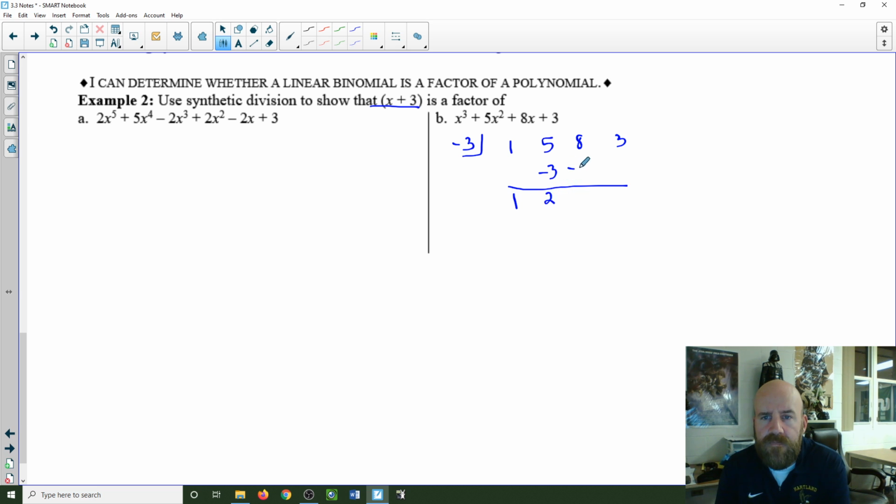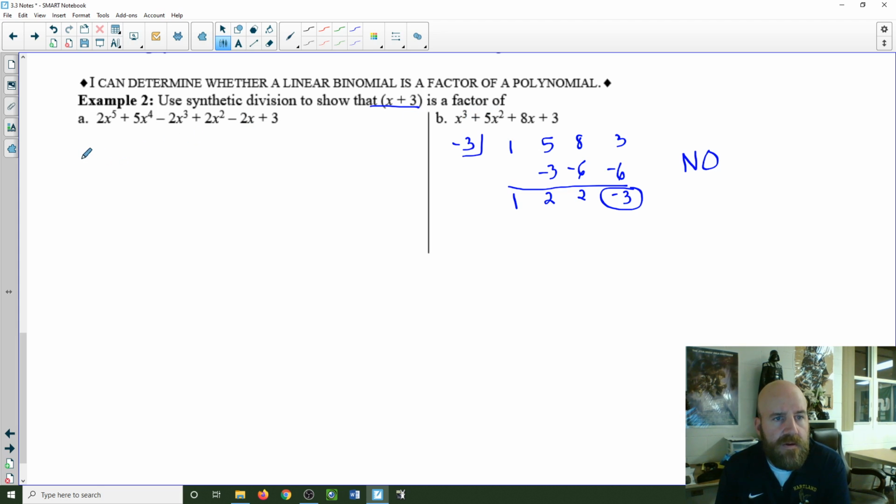Multiplying. So this time we're not writing out a polynomial as an answer. We're just looking at our remainder. Is it 0 or is it not? So right now it's not 0, it's negative 3. So that means that x plus 3 would not factor in evenly to our given polynomial.